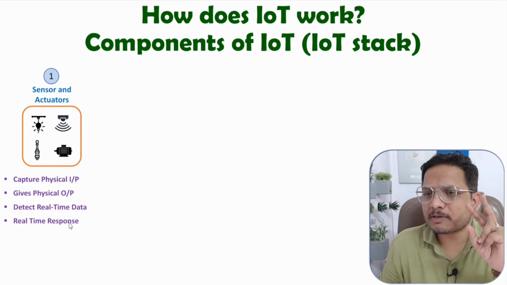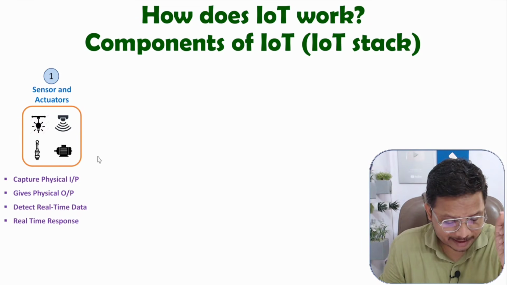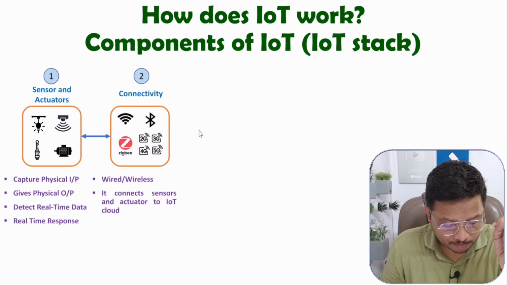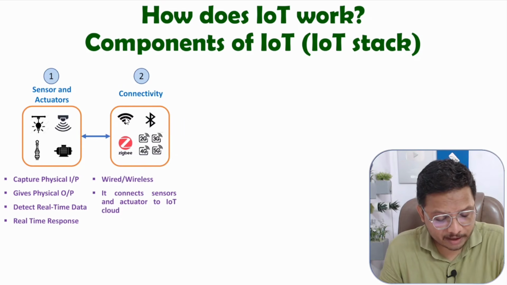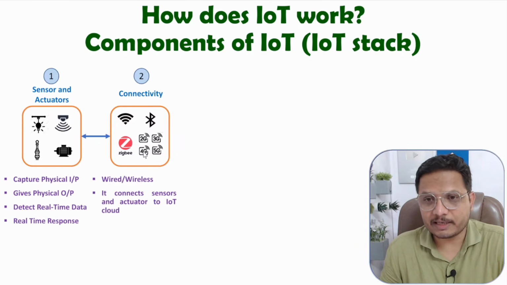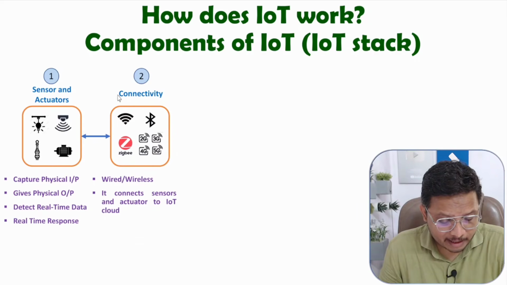Now I'll be discussing the second component, that is connectivity. Basically, we need to interface these sensors and actuators with the IoT ecosystem, and to interface them, you need to have connectivity. That connectivity can be wired or wireless. Based on that, there are a variety of protocols available, like Wi-Fi, Bluetooth, Zigbee, and cellular protocols like 2G, 3G, 4G and 5G. This connectivity component connects sensors and actuators to the IoT cloud.